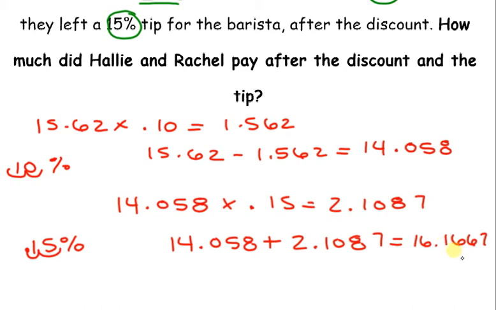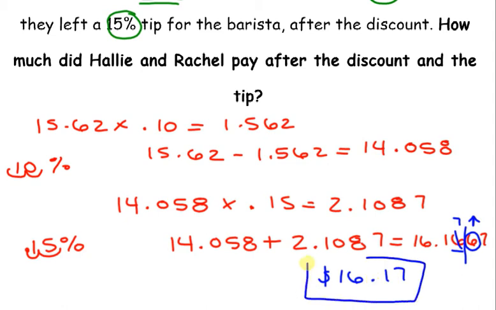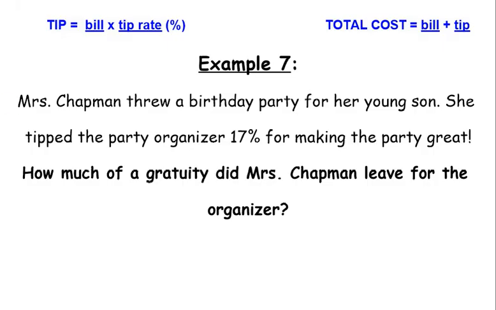Now we need to round. Here's your hundredths place. Here's your stick. Circle the number after. It's a 6, so we're going to round up. So that 6 is going to become a 7. So their total bill was $16.17. Not hard, but it does combine the last lesson in this one. All right, let's move on to example 7.